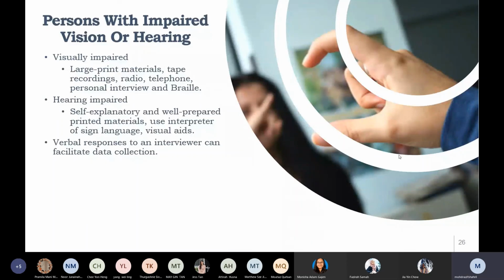If they have problems to communicate, that will be a big problem for us to get the data from this group of patients.